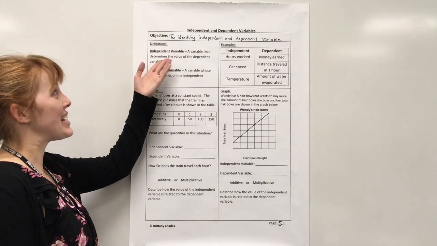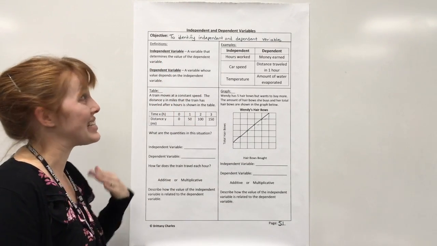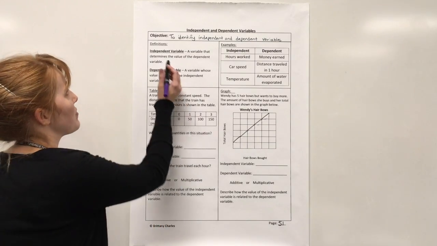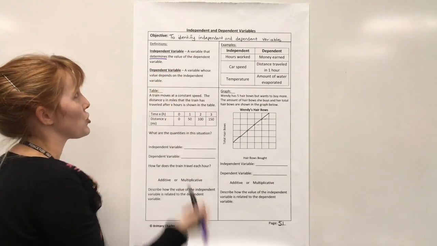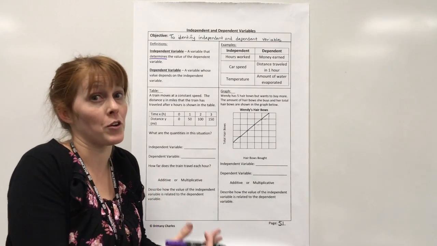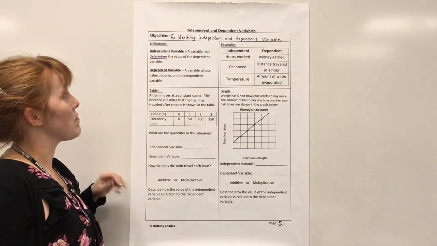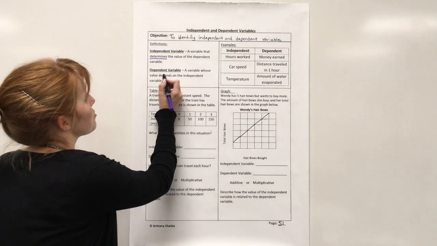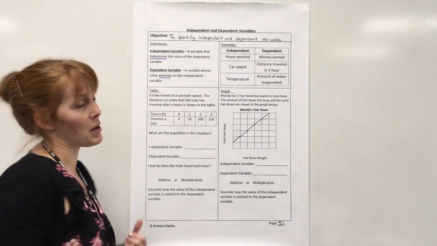All right, well, first of all, an independent variable is a variable that determines the value of the dependent variable. So determines is the key word there. It's kind of like what would I need to know first, or what comes first. The dependent variable is a variable whose value depends on the independent variable.